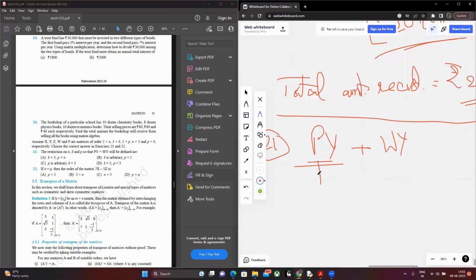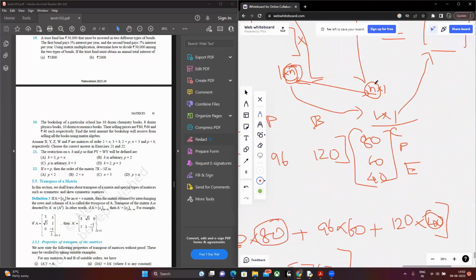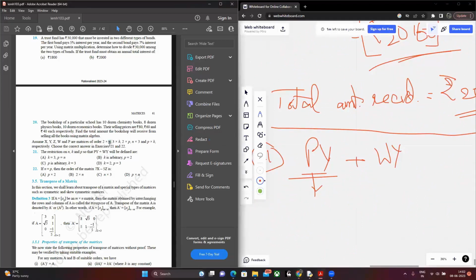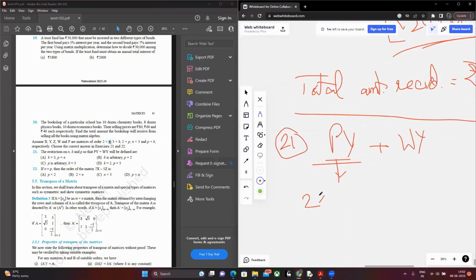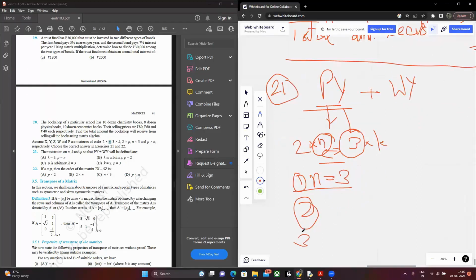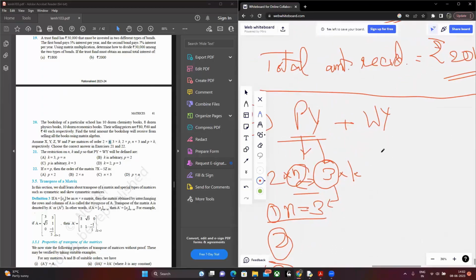Remember that for multiplication to happen, we said that this value has to be equal to this value, right? So the second order of P, that is N, right? Because P is going to be 2 cross N and Y is going to be 3 cross K, right? So we have the fact that N and 3 have to be equal, right? So N is equal to 3 is a first constraint. I'll just write 1, 2, 3 over here because I don't know how many constraints. But firstly, you have that N is equal to 3 from this.